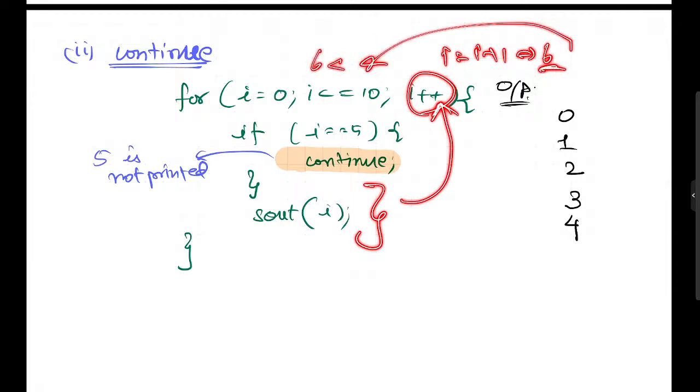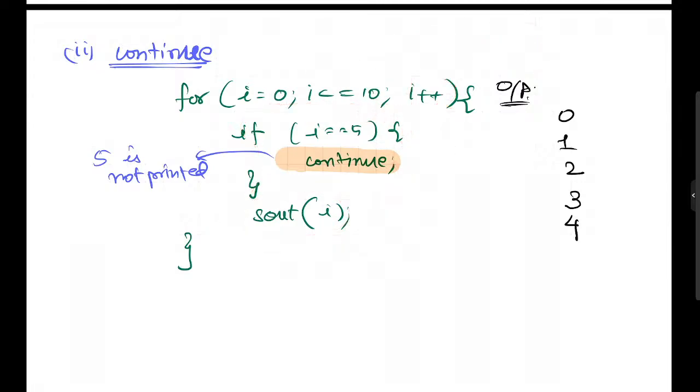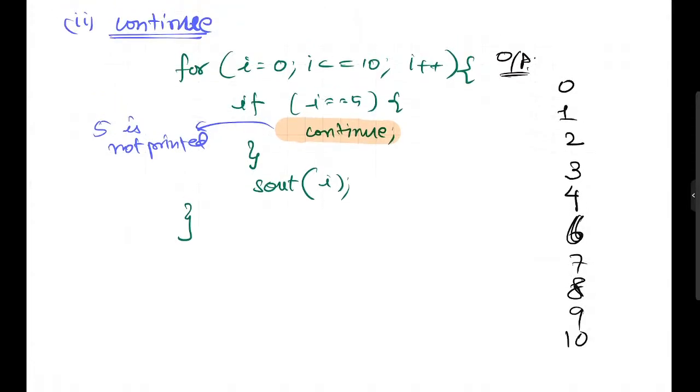6 is still less than or equal to 10, right? True. Go inside the loop. 6 is equal to 5? This is false. Don't execute this. Print 6, right? Now 6, 7, 8, and then 9, and then 10, you will keep on printing. Once you have printed 10, you will go and check, and you will increment I to 11.